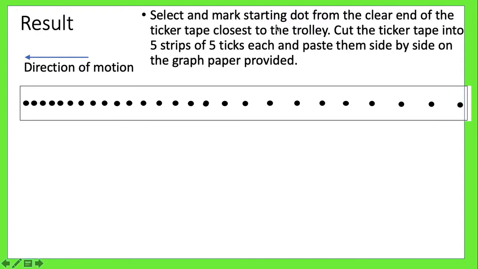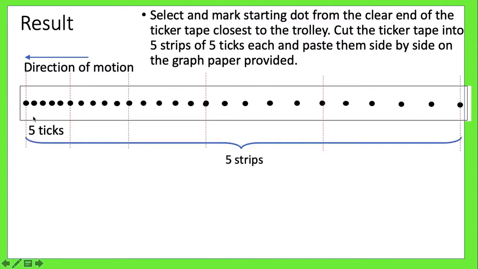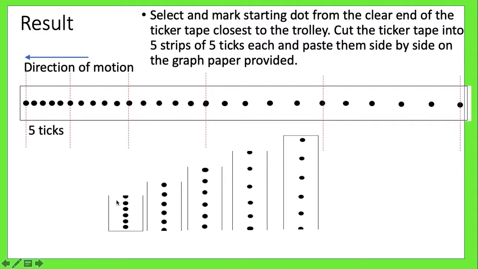Select and mark a starting dot from the clear end of the ticker tape closest to the trolley. Cut the ticker tape into 5 strips with 5 ticks each and paste them side by side on the graph paper. This strip is the first 5 ticks followed by another 5 ticks, then another 5 ticks until the final 5 ticks. The first strip is considered the initial velocity and the final strip, which is the 5th strip, will be considered the final velocity.